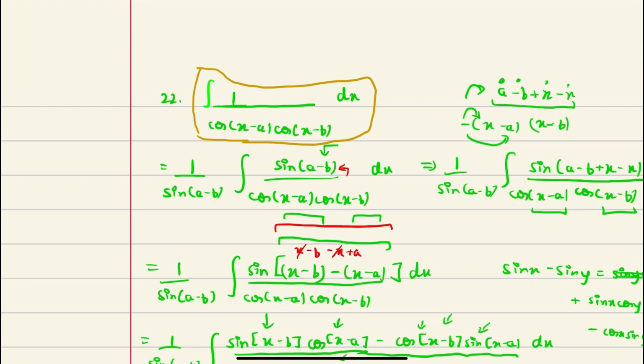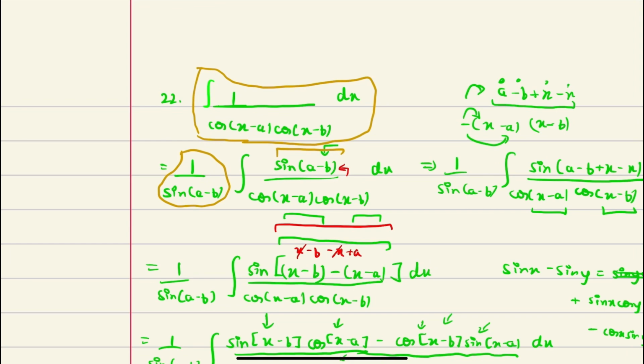The first step I want you to memorize is that we're going to multiply and divide by sine a minus b. And remember, we can do this because a and b are both constants. So sine of a minus b is a constant. So we're just going to multiply inside the integral and divide outside.